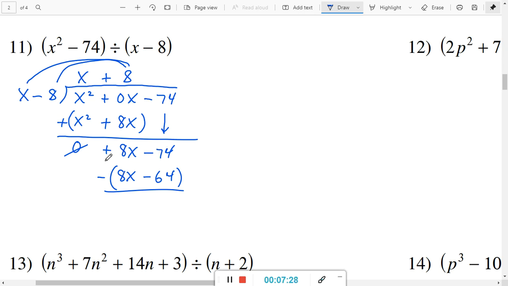Negative 74 minus negative 64. Well, that makes it positive, the two negatives. Okay, so it's going to be negative 74 plus 64. So that's just negative 10. We have nothing left to bring down, so that negative 10 is the remainder.